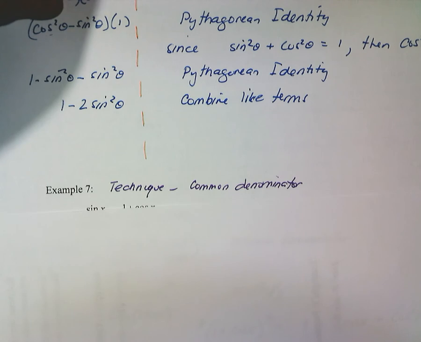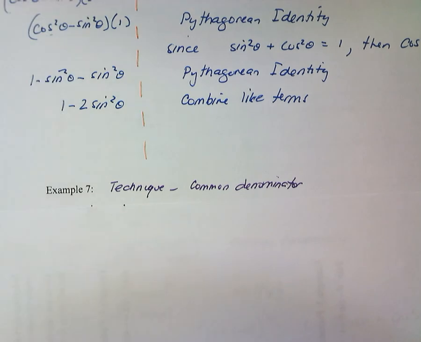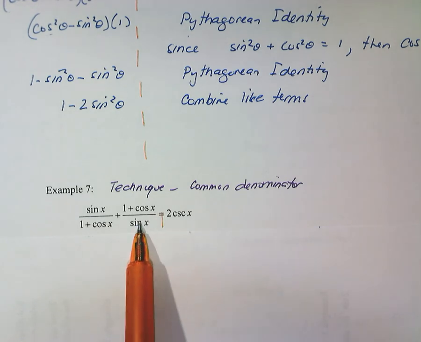And my final example for the notes. This technique I call common denominator. You're going to be given a fraction. Sine x over 1 plus cosine x plus 1 cosine x over sine x is equal to 2 cosecant x.